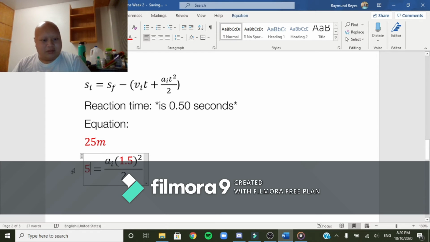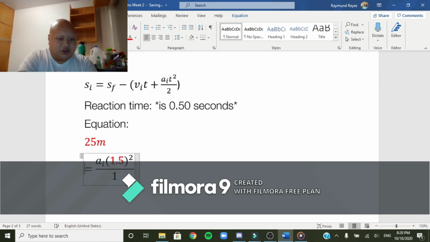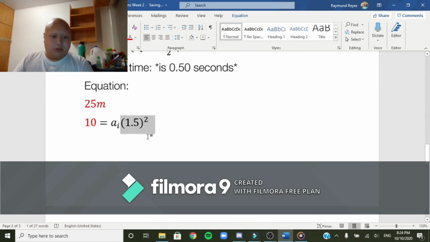And now you have to multiply. To make this conglomeration less of a conglomeration, we divide both sides by 2. So now this becomes 1, and this becomes 10. Let me just erase this real quick. Now that you multiply both sides by 2, the left side is 10, and the right side is just the acceleration times 1.5 squared. Remember that 1.5 is delta t. So now you have to square this, and you get 2.25.